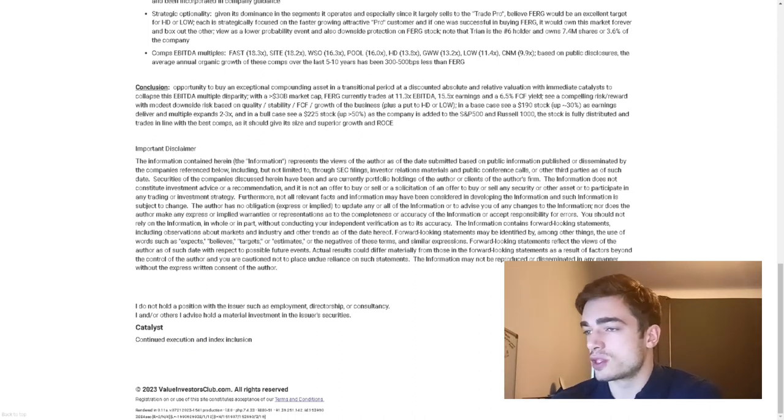The stock is fully distributed and trades in line with the best comps, as it should given its size and superior growth and ROCE. Catalyst: continued execution and index inclusion.